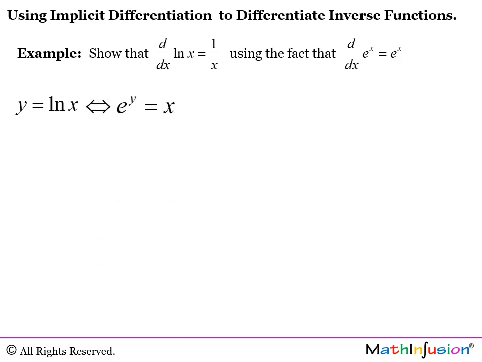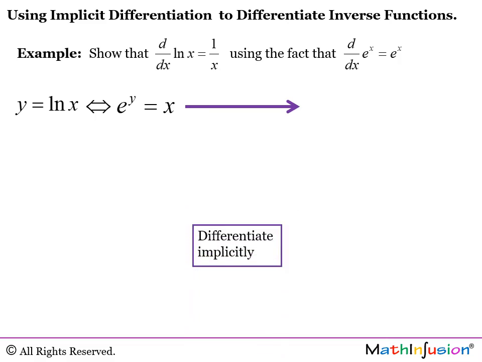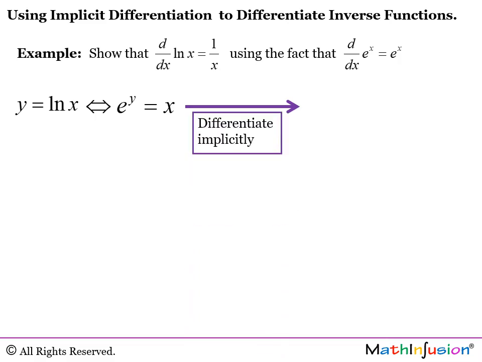If y equals ln of x, then e to the y equals x, and also if e to the y equals x, then y is ln of x. We are going to use that. We are going to do implicit differentiation now for e to the y equals x. We differentiate both sides. d/dx of e to the y is e to the y times dy/dx. d/dx of x is 1.